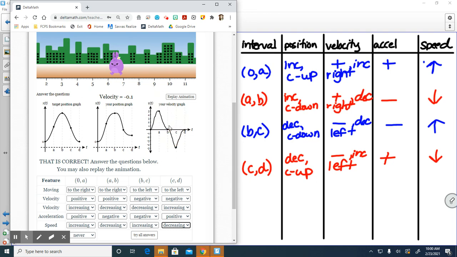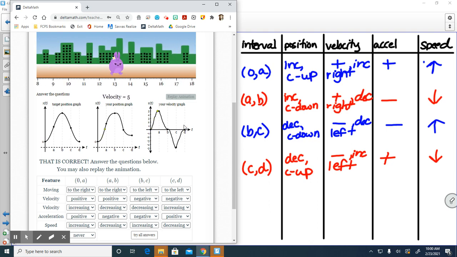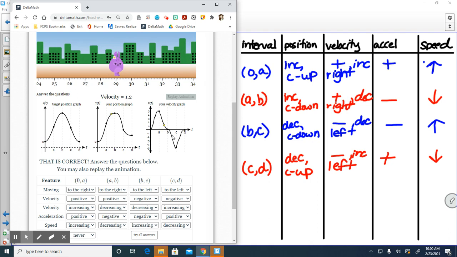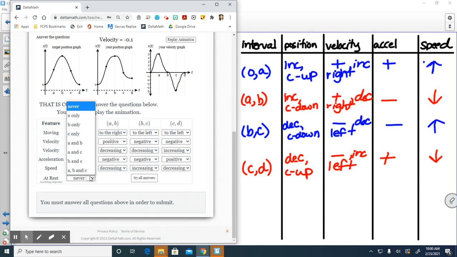And then what about at rest? Okay, the bunny's at rest whenever it stops moving and when velocity is at 0. So here's my velocity graph. It's at 0 at B and at D. And I can also see where the bunny stops. Right at B, and then again at D. So at B and D. Oh, but that's not an option, so I guess I can only choose B, 0, B, and D really, over that interval.